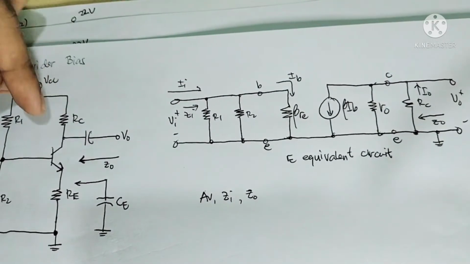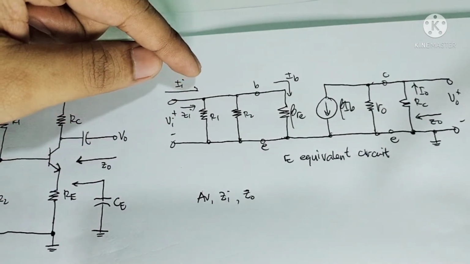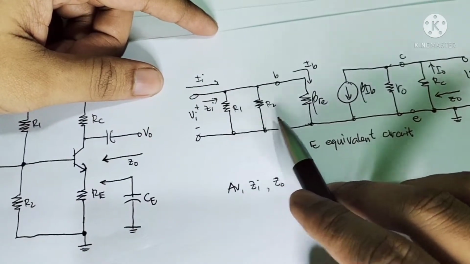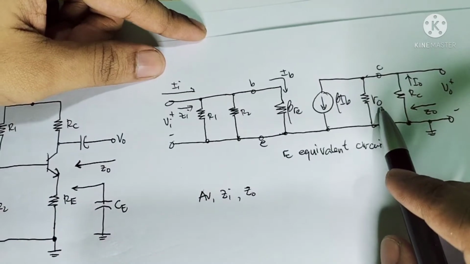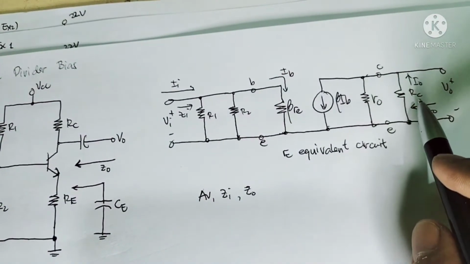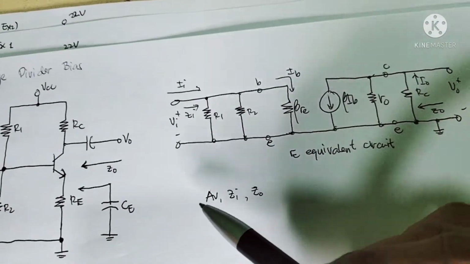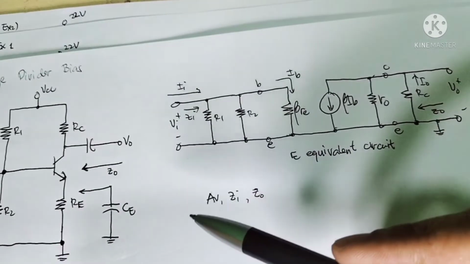As you can see, there is a bypass capacitor CE. That is why R1 and R2 will be parallel to the beta RE, and there's an output resistance which is R sub O and the resistor RC. Since there's a bypass capacitor, the R sub E is omitted.